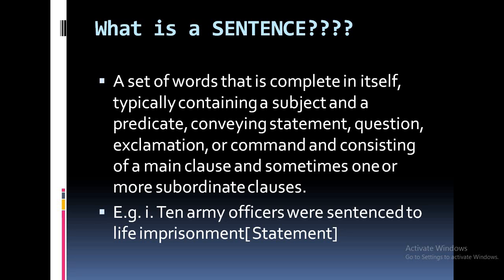A set of words that is complete in itself, typically containing a subject and a predicate. This is very important, that the sentence must have a subject and a predicate. And why am I saying that this is important? Because the moment you are not able to understand what exactly the subject of the sentence is, it will be very difficult for you to arrange the sentence, because you need to be very alert about which one is the subject, which is the verb and what's the object here. You must all be very alert to find that out.